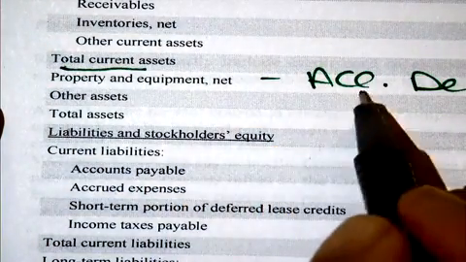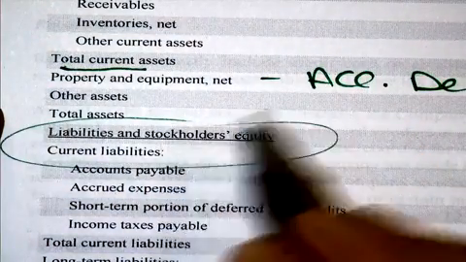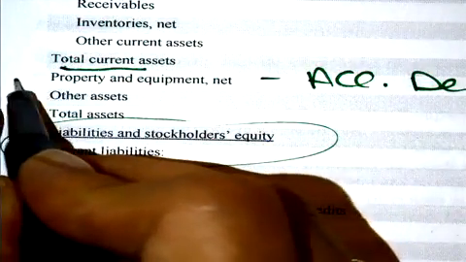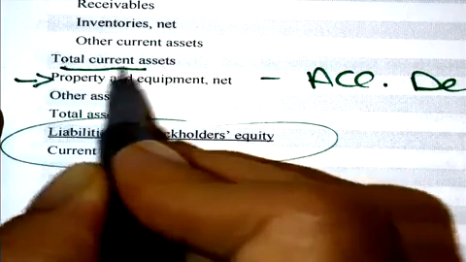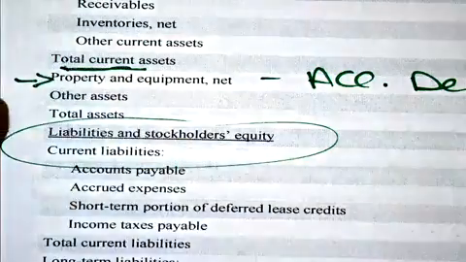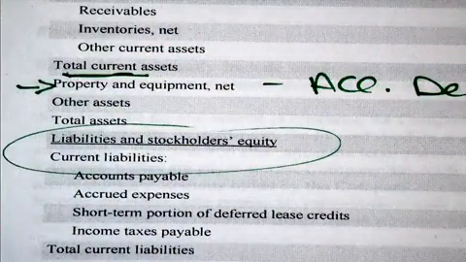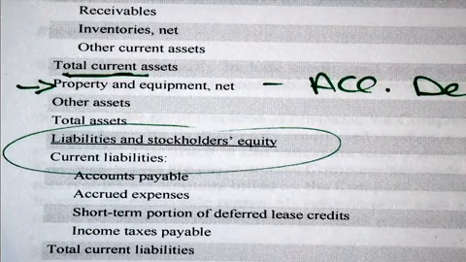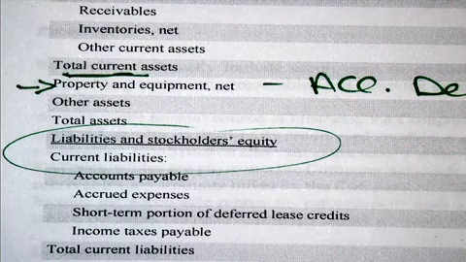You notice that it is not under liabilities, it's under assets. It happens to be under long-term assets. Total current assets are above it. Then property, plant, and equipment is the first long-term asset underneath. So it says net. Net means you subtract something. What are you subtracting? Accumulated depreciation.